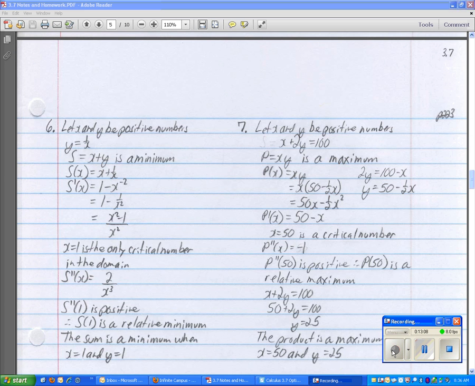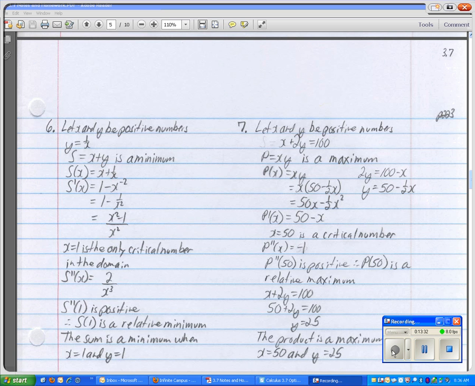We're in the same section of problems, so we still have to find the two positive numbers that satisfy the given requirements. So let's let x and y be those two positive numbers. And for number 6, they say that the second number is the reciprocal of the first, and the sum is a minimum. So one of them is the reciprocal of the other one. So I decided to let y be the reciprocal of the other one.